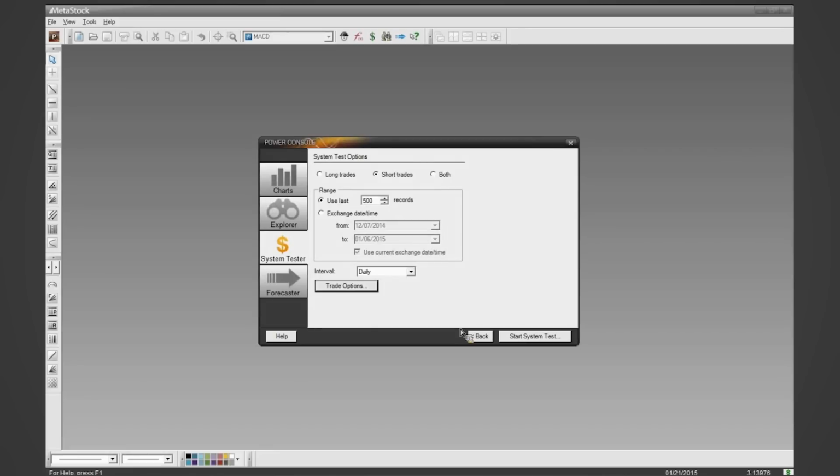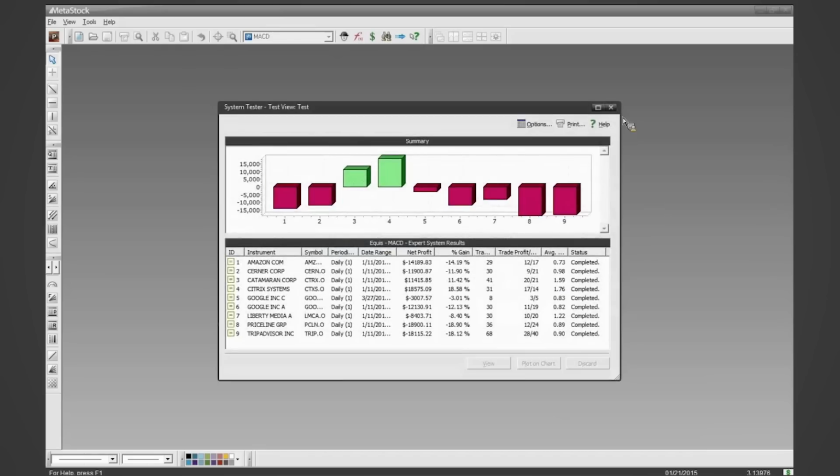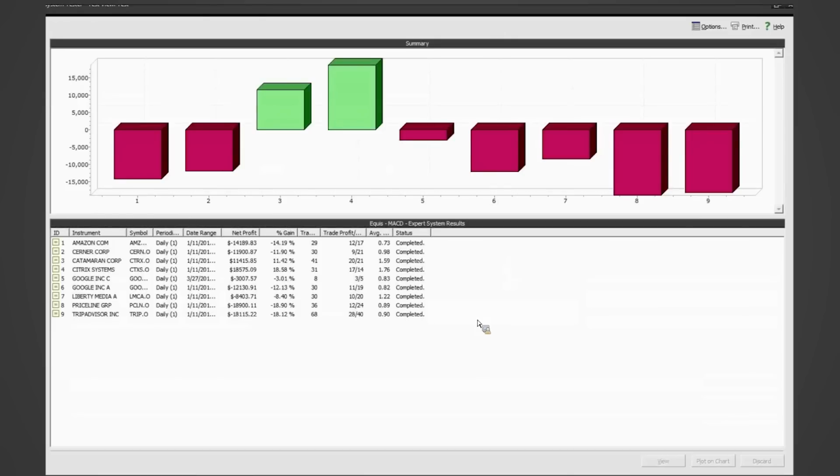Okay, so let's go ahead and now run our test. Let's see what happens here. We're running short trades only on that list of stocks that we got from our scan. So let's go ahead and start our system test, and you'll see it run our test down here. It's trying to find which one of those performed the best. Okay, so I'm going to go ahead and maximize this so you can see it a little more clearly.